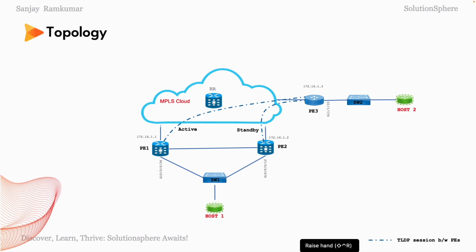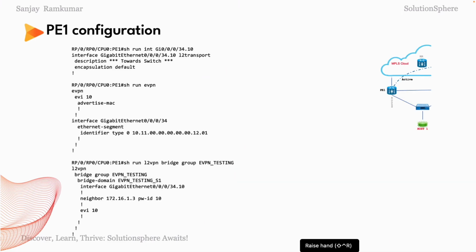Let's start with the configuration part. You have already configured the L2VPN, EVPN, BGP neighborship, right? That has been there already. The infra is ready. Yes, infra is ready.